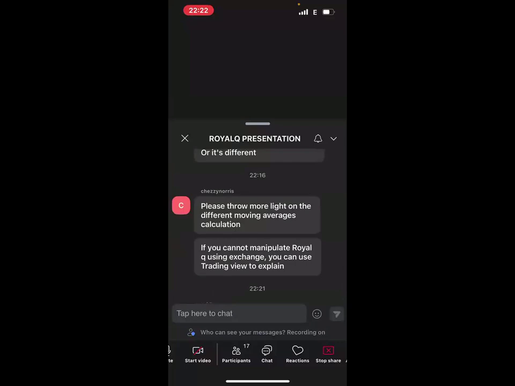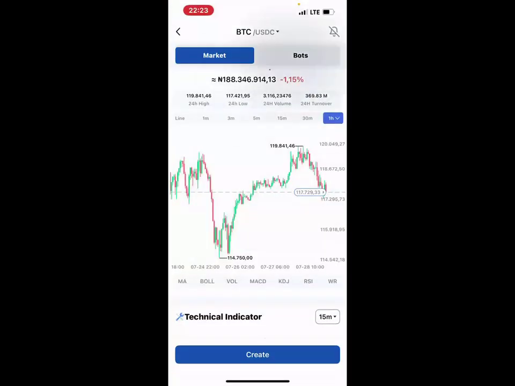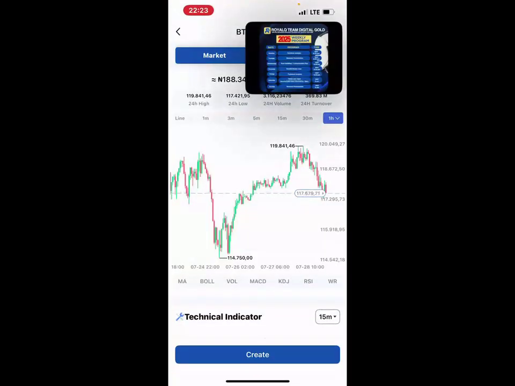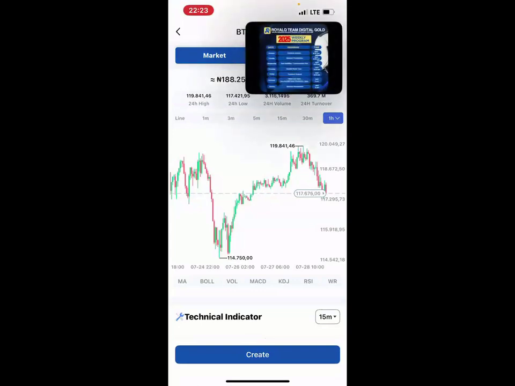Please throw more light on the different moving average calculation. So the moving average calculation is that, if you are having your MA5, depending on the time frame you are trading on, say 15 minutes. I hope I'm still sharing my screen. Am I? Yeah. Okay, so now we are on 1 hour here.